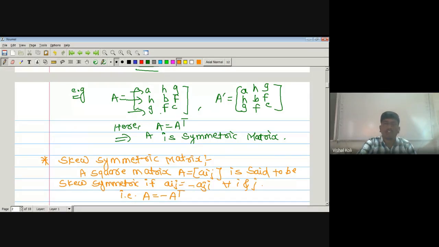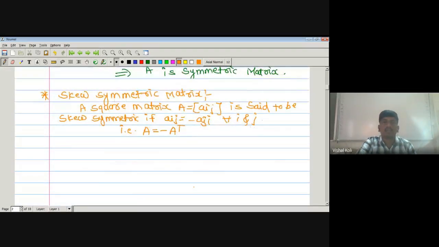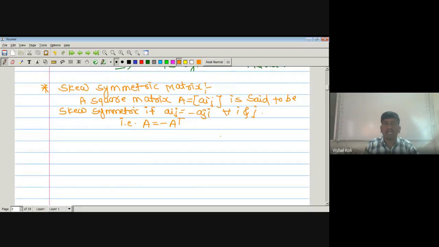So any square matrix of order n is said to be a skew symmetric matrix if Aij is nothing but minus of Aji for all i and j. That is, A and minus of A transpose are the same, then the corresponding matrix will be a skew symmetric matrix. So here Aij equal to minus of Aji for all integer values of i and j, then the corresponding matrix will be a skew symmetric matrix.